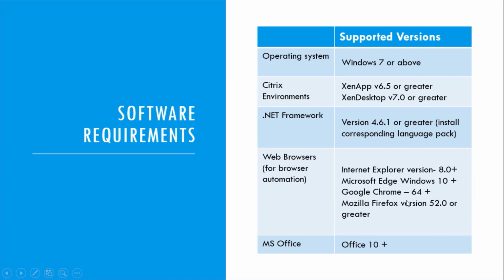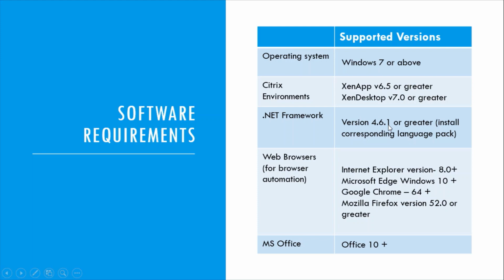And coming to the software requirements, operating system should be at least Windows 7 and the Citrix environment. So these are the versions: at least 6.5 for XenApp, XenDesktop is 7.0 or greater. For .NET framework, you should have at least 4.6.1 version.